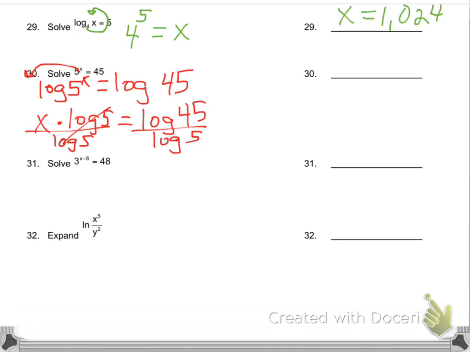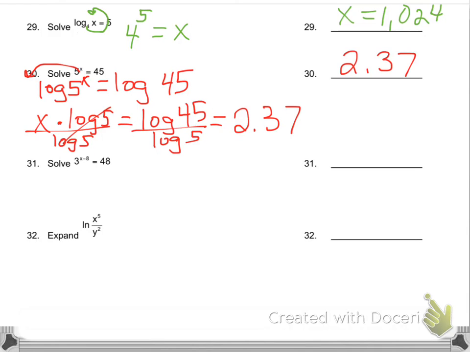And when you're doing this in your calculator, you have to remember to use parentheses after the 45, because remember, it opens it for you. And when you put that in your calculator, you come up with 2.37. So the answer to number 30 is 2.37.